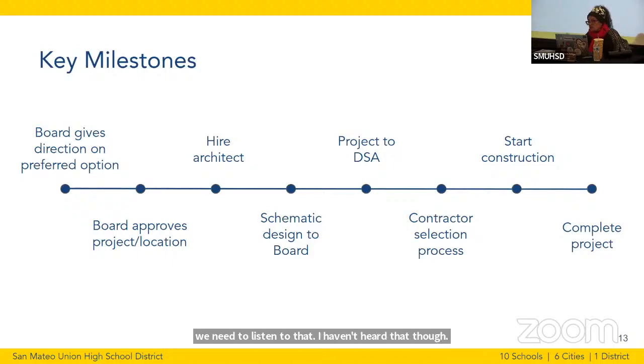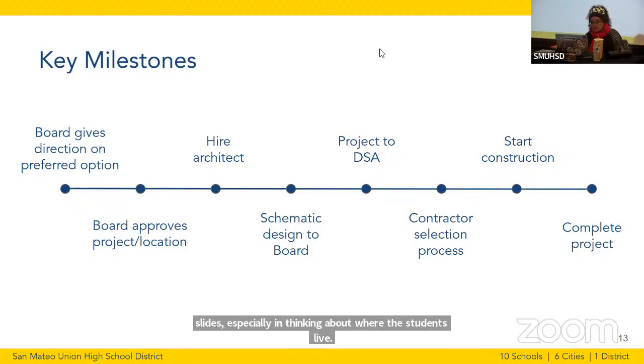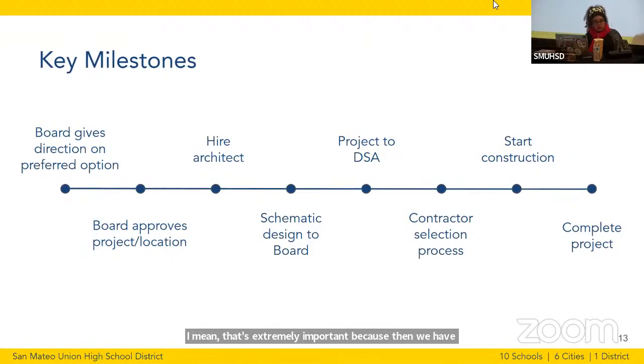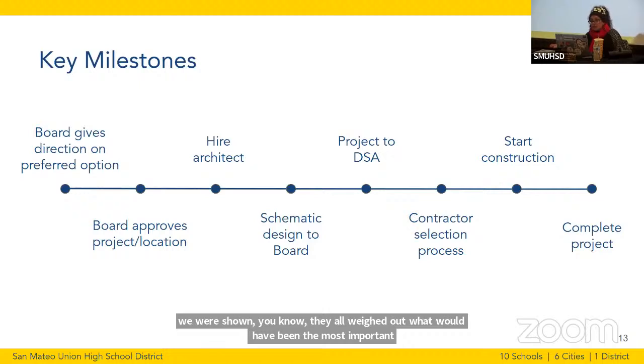Well, in one of the slides, especially in thinking about where the students live, that's extremely important, because then we have to think about transportation. Oh, I don't disagree with that. But again, are we looking at all our viable options? That's what I'm saying. I think we did. Really? Okay. I think, out of all of the options that we were shown, they all weighed out what would have been the most important pieces that the folks impacted would have been talking about.